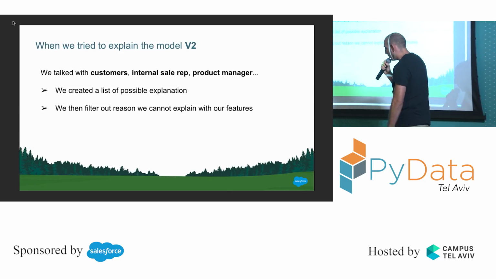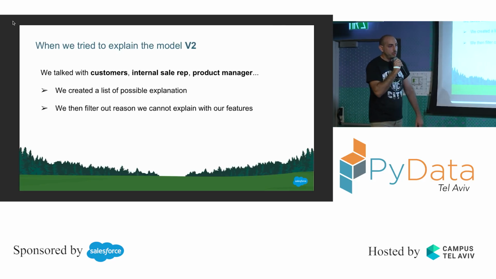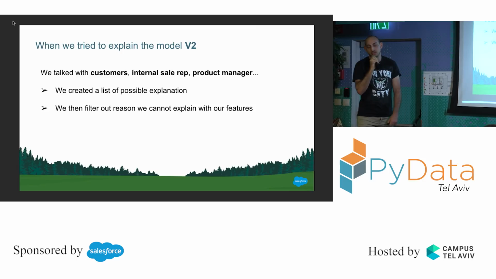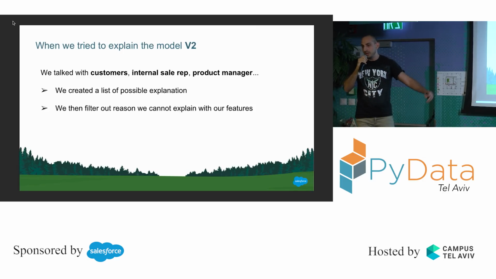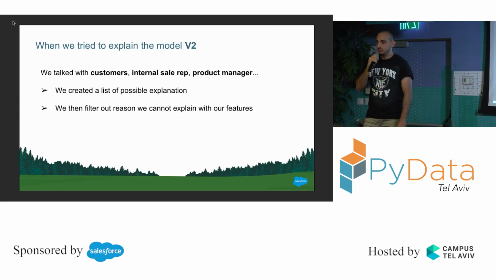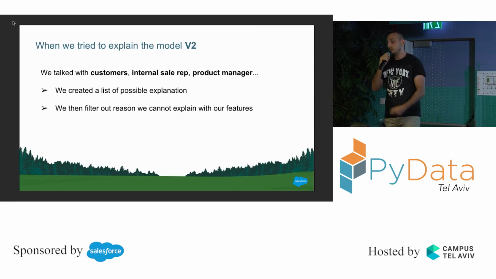So this time we started out and we went very differently. We talked to customers, we talked to internal sales reps, we talked to product managers, and we created a very big list of possible explanations for why a deal might have a high or low likelihood to close. We then looked at our features. We only took explanations or reasons that we can actually justify. We throw away the others.